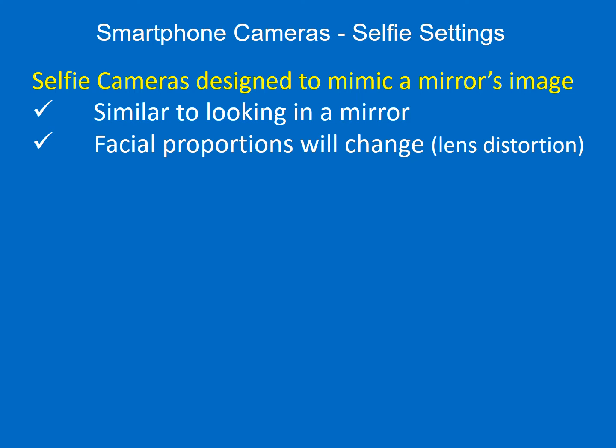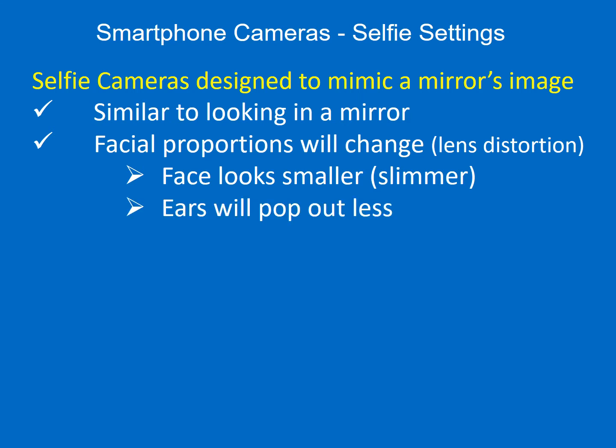However, on a selfie camera, your facial proportions will change a little bit because of the lens distortion, because the camera is closer to your face than normal. So they want to make your face look similar to what you see in a mirror. So it's going to make it look a little smaller or slimmer because normally you're not that close to a mirror. And your ears are going to pop out less, which is always a good thing too, right?